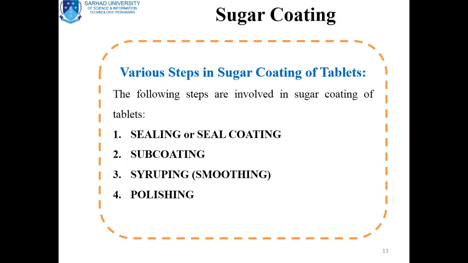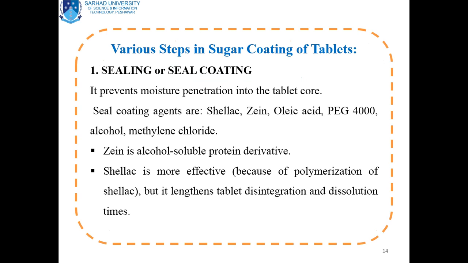There are different steps involved in the sugar coating of tablets, but a few steps are of prime importance. The first one is sealing or seal coating, the second is subcoating, the third step is syruping or smoothing, and the last one is polishing. Now we will discuss the different steps one by one.